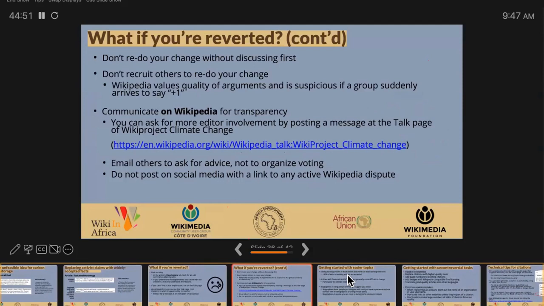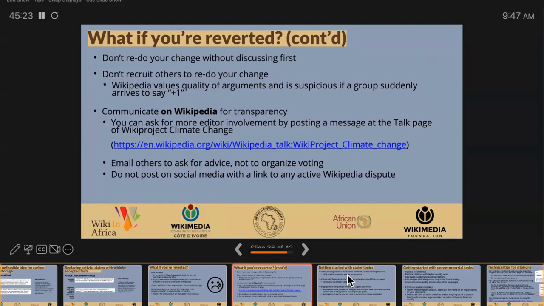Some do's and don'ts when you're reverted. Don't just redo your change unless you understand why. Don't recruit other people to redo your change. A really common mistake we see is people are reverted on Wikipedia and go to Twitter, and a whole bunch of new people come in from Twitter and say, well, you guys messed up here. We consider that really bad form.